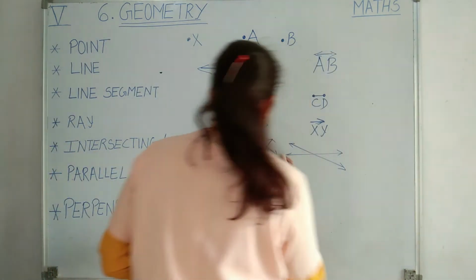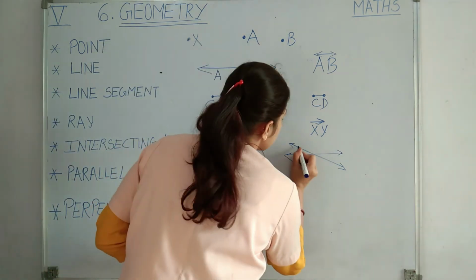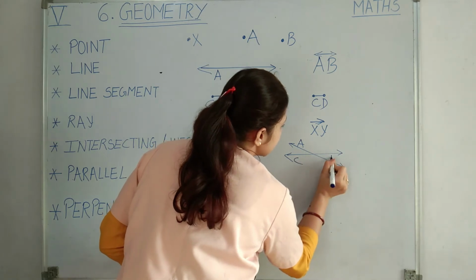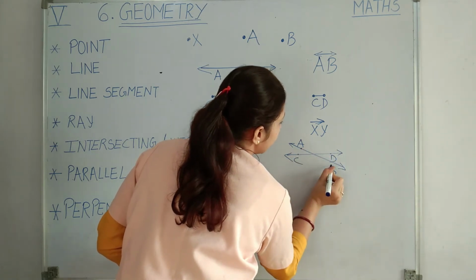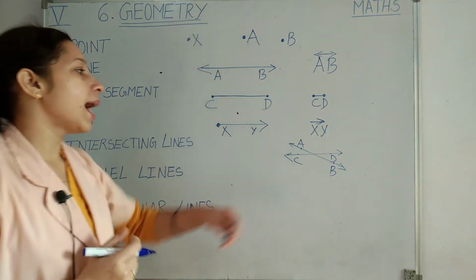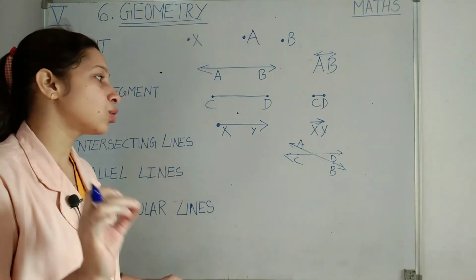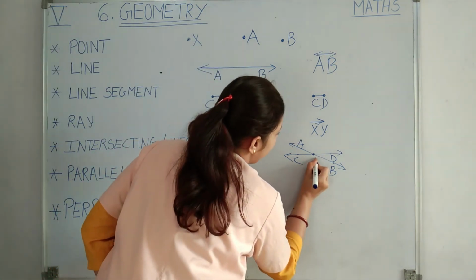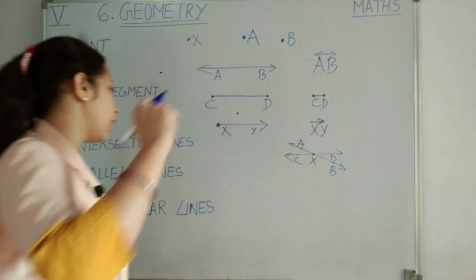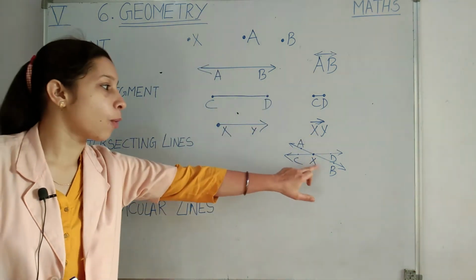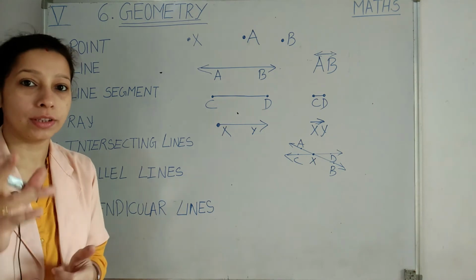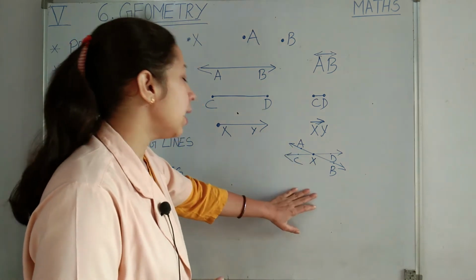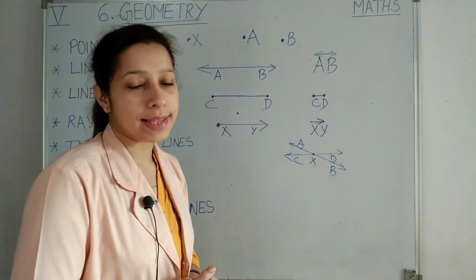Again, we can name the intersecting lines also. Suppose the name of the first line is AB and the name of the second line is CD. Here it is CD and this one is AB. Clear? AB and CD are two intersecting lines, and students, the point where they are crossing each other, I am naming it as X, and the point where the intersecting lines cross each other is known as the intersecting point. So here I can show that AB and CD are two intersecting lines.